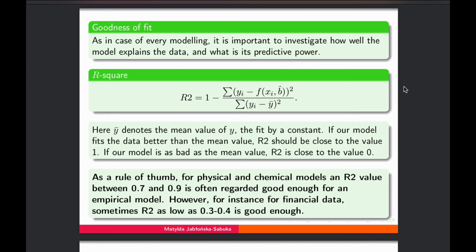And in regression modeling, we would like to know how good our fit is. So this is where we use the term goodness of fit.